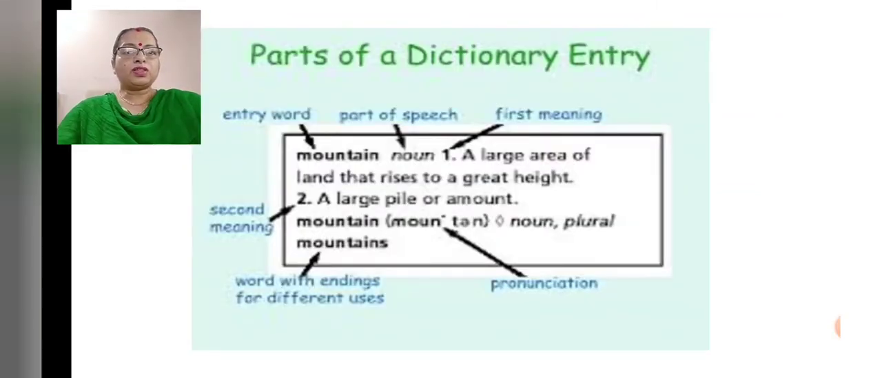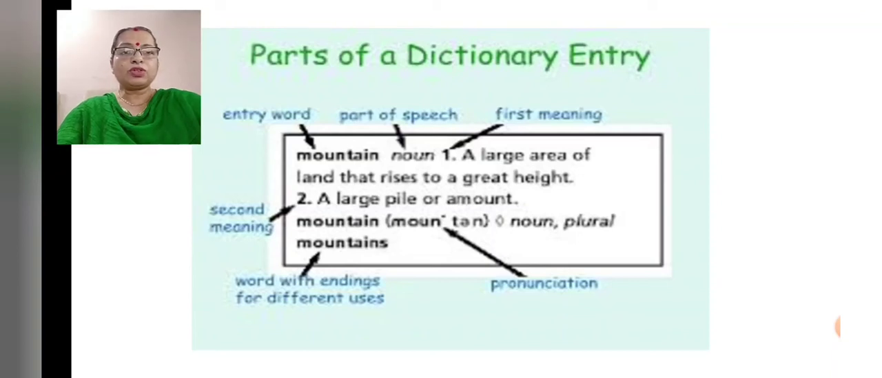Let us see the parts of a dictionary entry. Here, one word is taken, which is the word mountain. Mountain is the head word also, right? What is the other name for the head word? Entry word. Then just beside the word, noun is written. So what is noun? It is the part of speech of the word mountain.